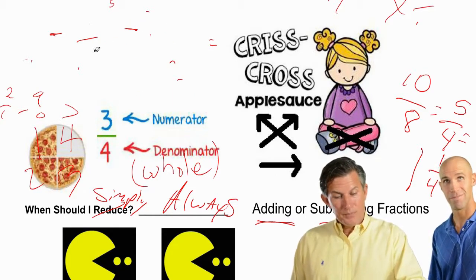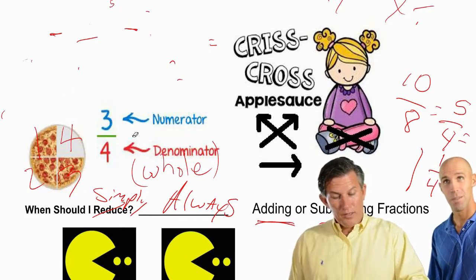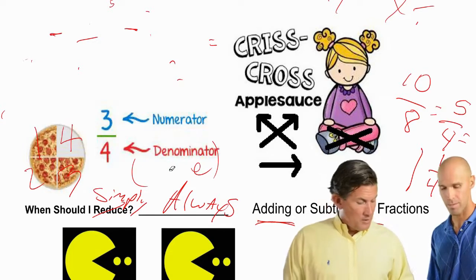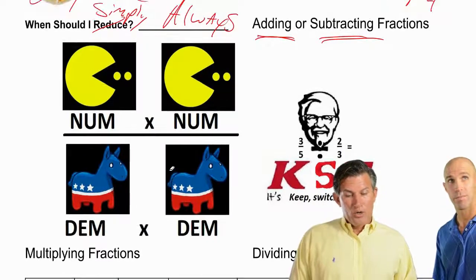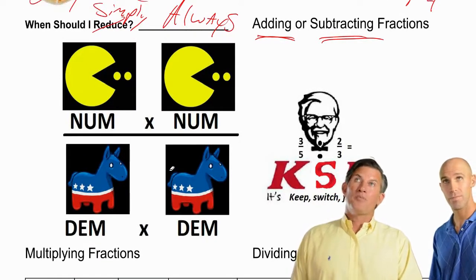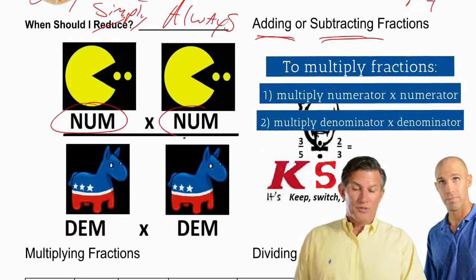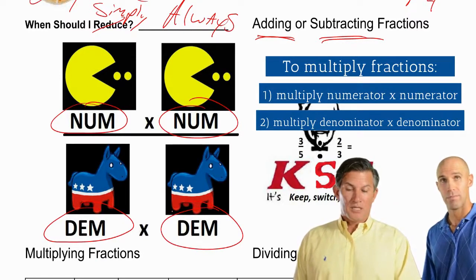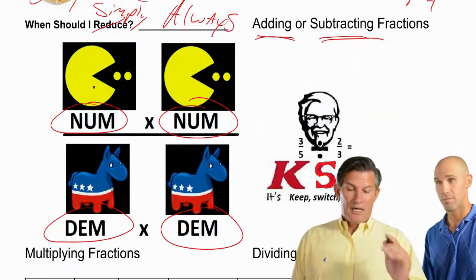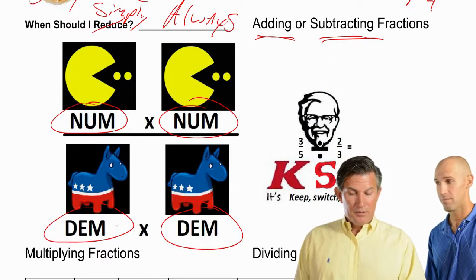Okay, so what is our little meme? It looks like this. Basically, it's not cross multiply, but you multiply across. Numerator times the numerator, and the denominator times the denominator. My meme looks like this because that's Pac-Man, and he says num num num, and then these are Democrats, and they're little donkeys.